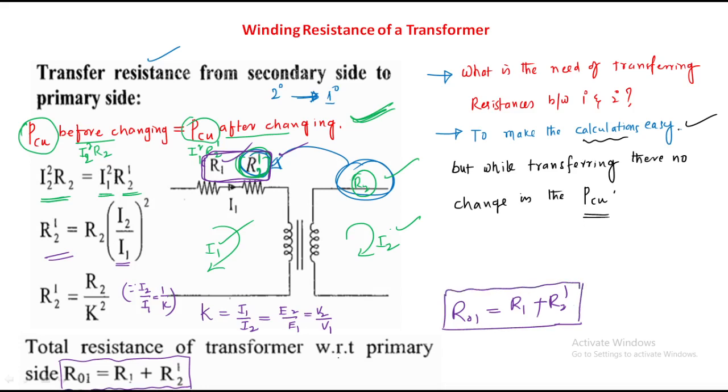That is, with respect to primary means what? Transferring from secondary to primary side. Transferring of a resistance from secondary to primary. That's why with respect to primary we have to say the total resistance is what? R1 plus R2 dash. So this is the value of resistance, total resistance of a transformer with respect to primary side. So like that, transferring of a resistance from primary to secondary side.